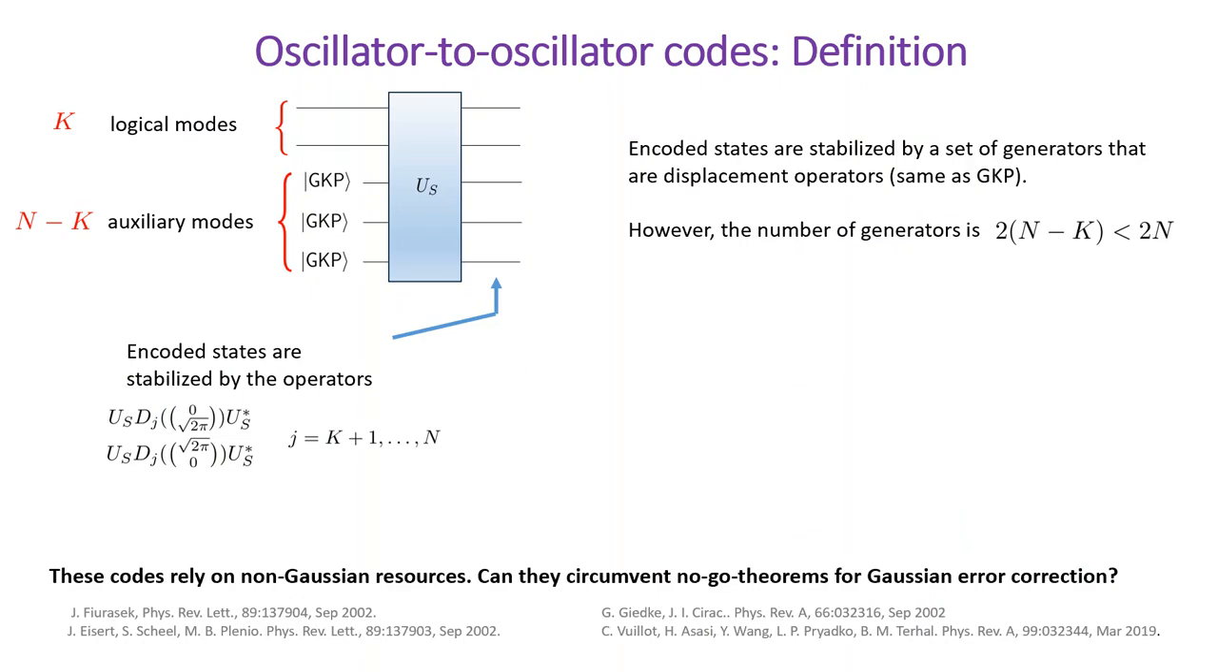The main idea of this construction is the fact that the encoding isometry is non-Gaussian. We are using GKP states, a non-Gaussian resource. This suggests that such codes can overcome no-go results for Gaussian error correction. Such no-go results state that one cannot protect CV quantum information using only Gaussian operations, even for simple displacement noise. This is the motivation for considering oscillator-to-oscillator codes.